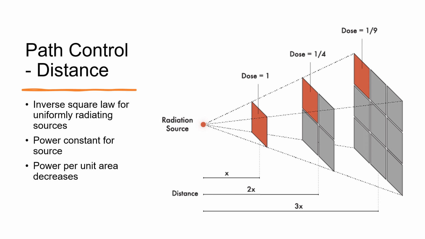So now we'll discuss path control. The fundamentals of path control for non-ionizing radiation are similar to those used for ionizing radiation. Primarily, distance is very important for path control in these situations. The inverse square law also applies here for uniformly radiating sources, which means that the further you get from the source, the exposure from the source decreases exponentially.